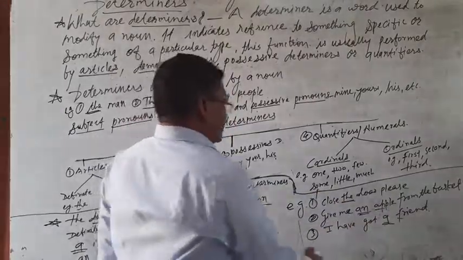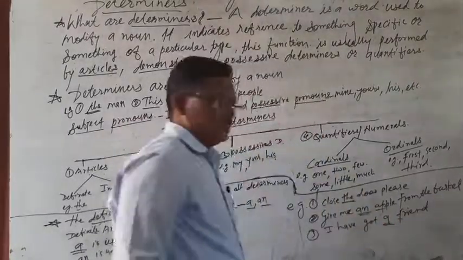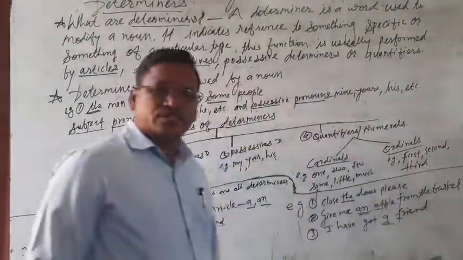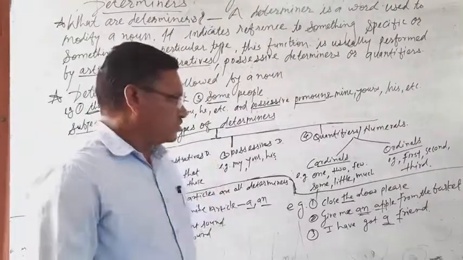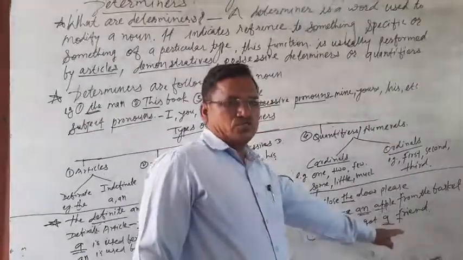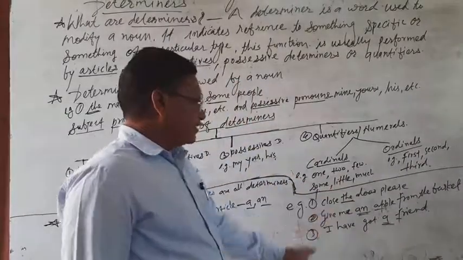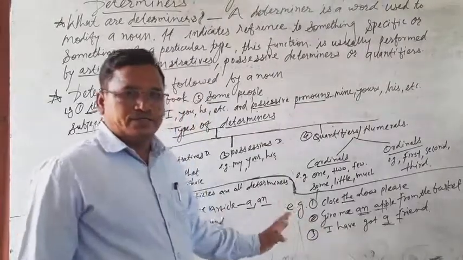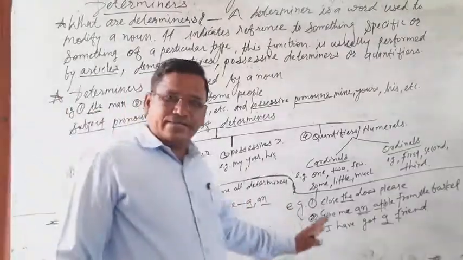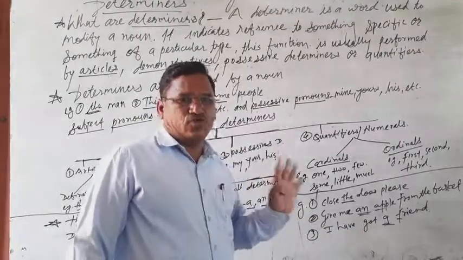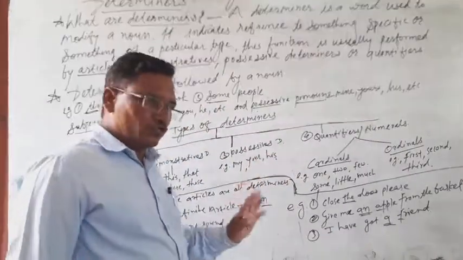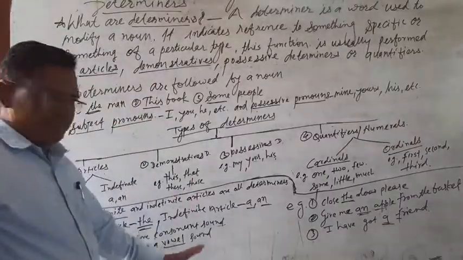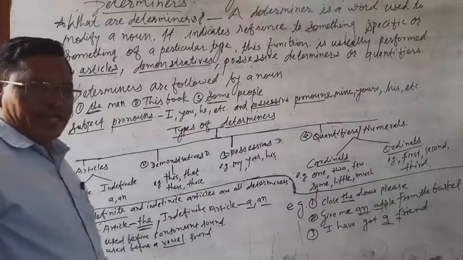Now the third one: I have got a friend. A is used in this sentence, a friend, because f is a consonant sound. So a is used before a consonant sound. This is the method to use the definite and indefinite articles. The is the definite article, and a and an are the indefinite articles. A is used before a consonant and an is used before a vowel sound. These are some rules to use definite and indefinite articles.